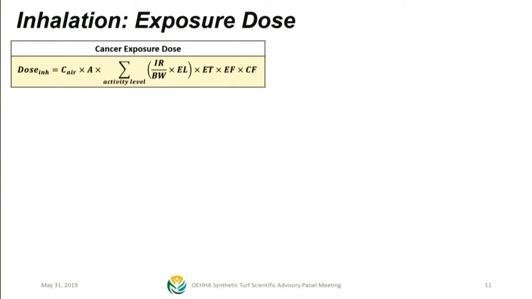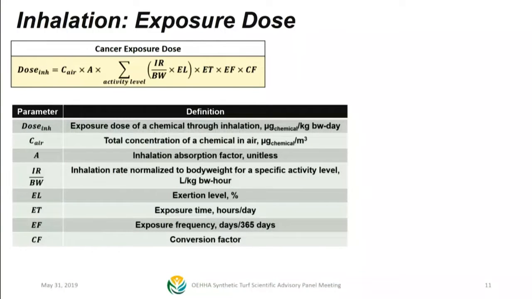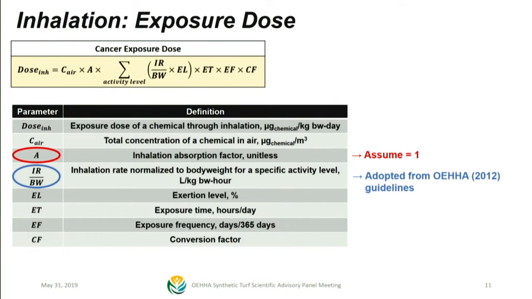So this equation here shows the estimation of cancer exposure dose for inhalation. You can see this equation follows the general format that we talked about. You have a concentration, an intake rate, and an exposure time. We just discussed the air concentration. So next, the inhalation absorption fraction. This represents the fraction of the dose that is absorbed. In the absence of chemical-specific data, OEHHA will assume a value of 1 according to our guidelines.